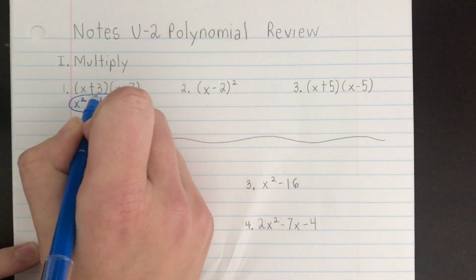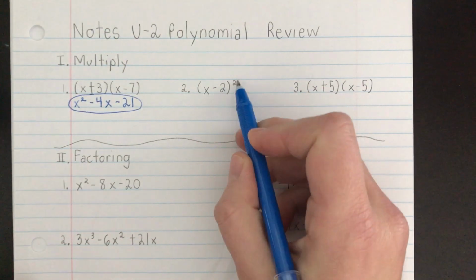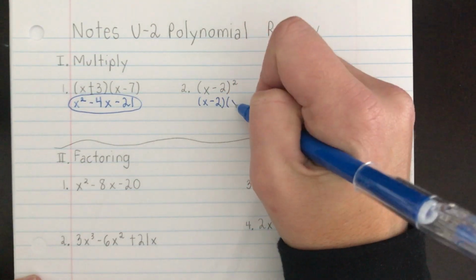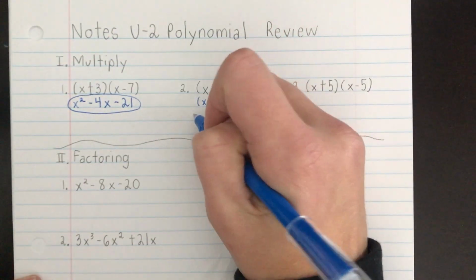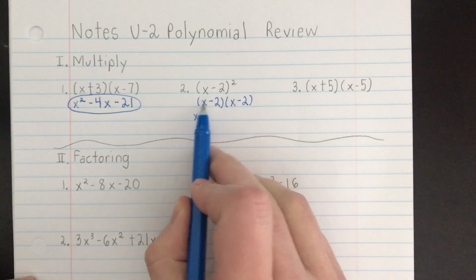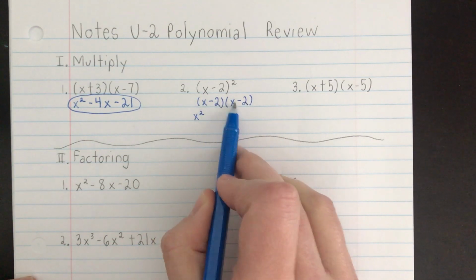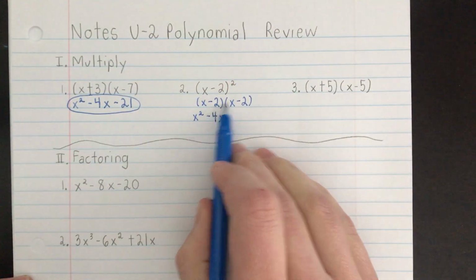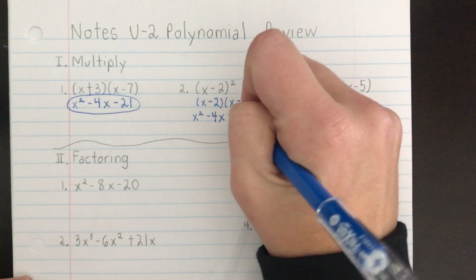On number 2, you have the quantity x minus 2 squared. So that means x minus 2 times x minus 2, and again, FOIL. So that'd be x squared with your outer and your inner both being negative 2x. Combine negative 2x and negative 2x to get negative 4x, and then negative 2 times negative 2 to be positive 4.